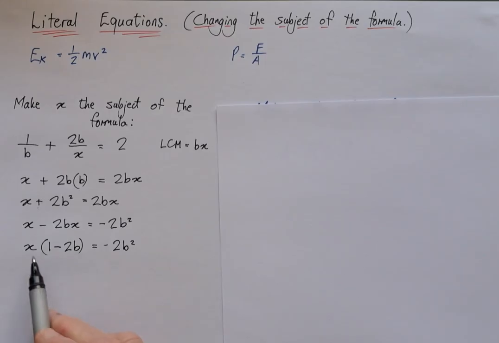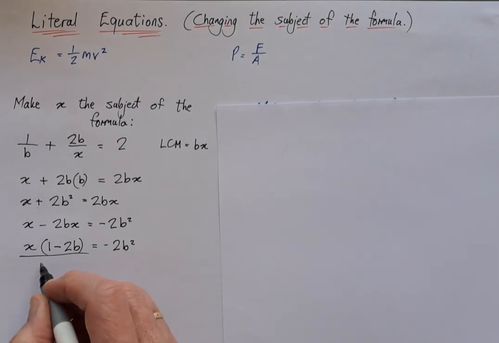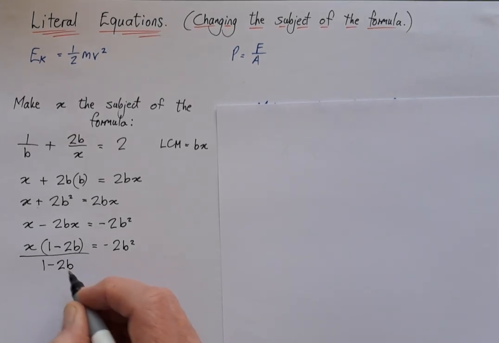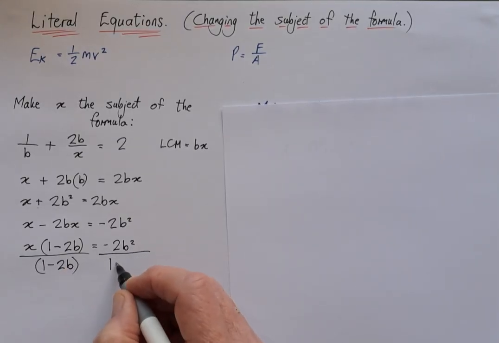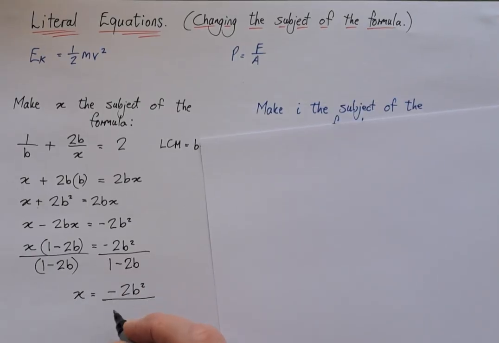Now I want to have x completely on its own, so I'm going to divide by anything that's multiplied by x. Remember, a bracket means multiply, and the inverse of multiplication is division. If I just write it down like this, because it's completely in the denominator, it implies that it has brackets. So those would cancel, and I'm left with x is equal to negative 2b squared over 1 minus 2b.